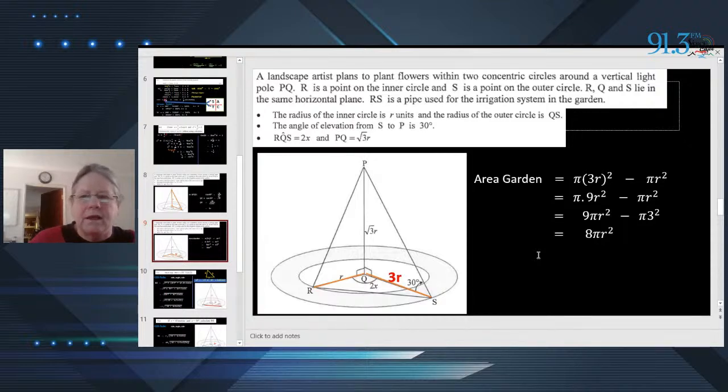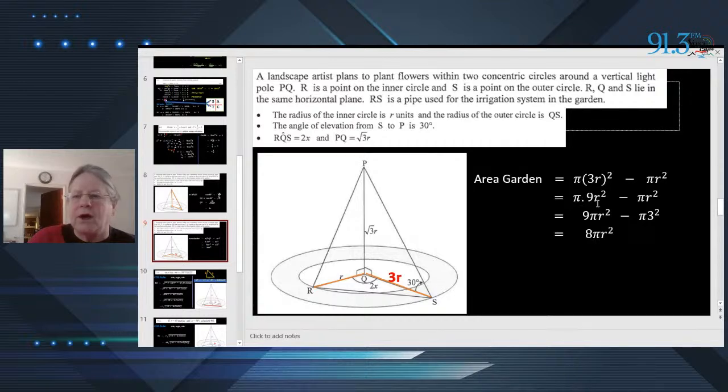So we want the area of the flower garden. So that is where I'm pointing at now. The area between the two concentric circles. So area of the garden would be the area of the big circle minus the area of the small circle. Then you will be left with a flower garden. So basically we're taking the middle bit away. And the formula for the area of a circle is pi r squared. So the first time it's pi r squared with QS, which is the radius of the big circle, minus pi r squared. r is the radius of the small circle.